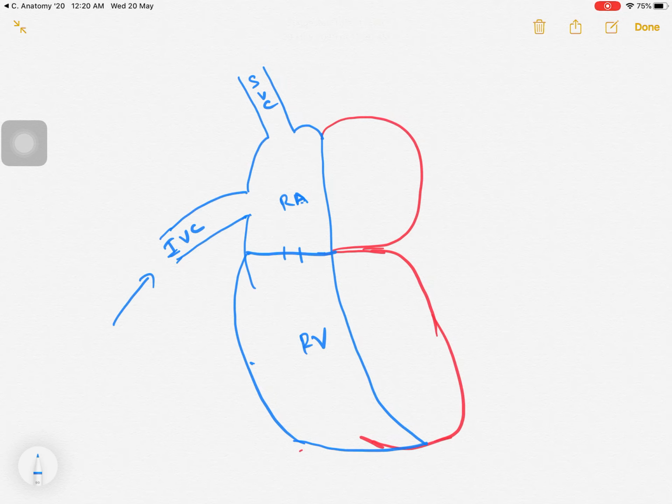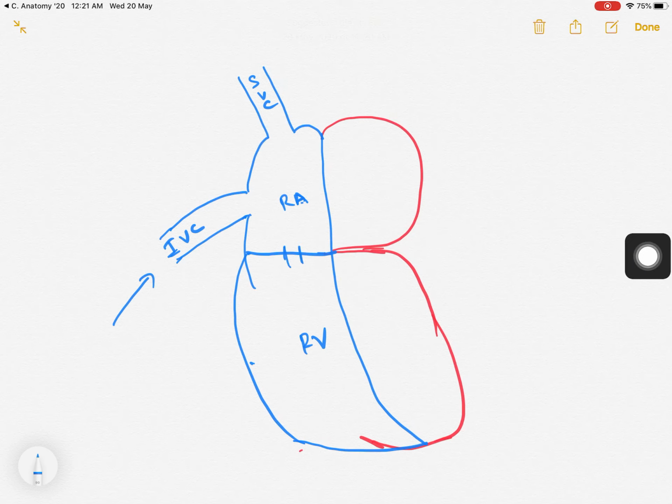This is the right side wall between the atrium and the ventricle, so this is the right atrioventricular septum. This is the wall between the two atria, so that is the interatrial septum. This is the wall between the two ventricles, so it is the interventricular septum. This is the wall between the left atrium and the left ventricle, so the left atrioventricular septum.